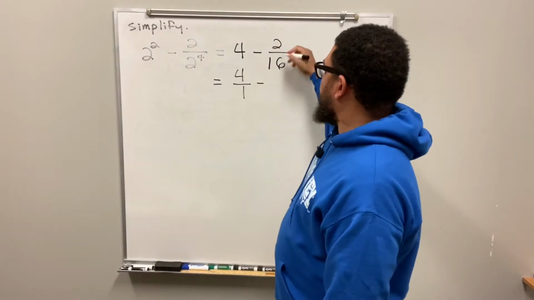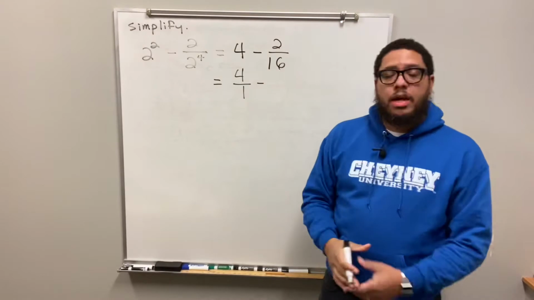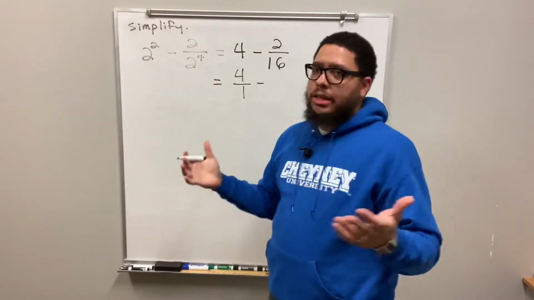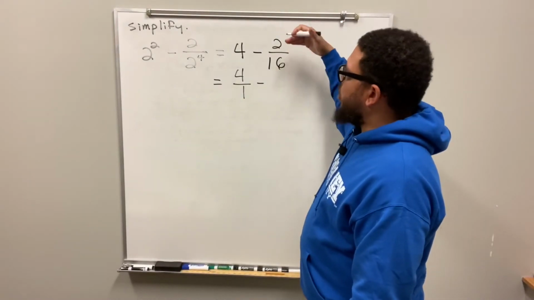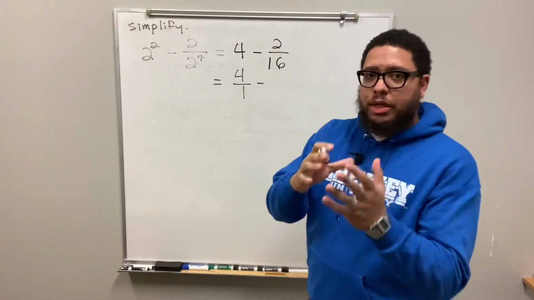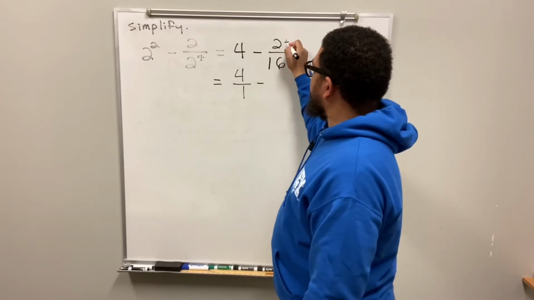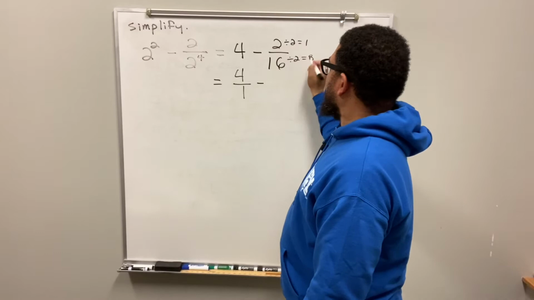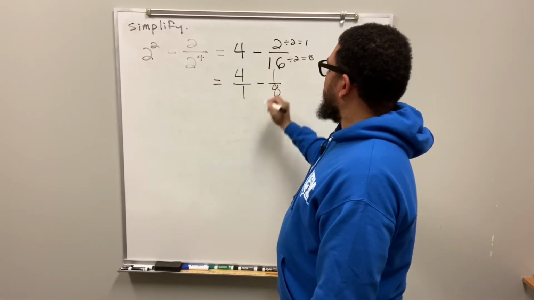And then I'm going to rewrite this. But wait, hold up. I'm not going to just rewrite 2 over 16. I can reduce 2 over 16. Whenever I see fractions that I can reduce, I like to just do that. So 2 over 16 has a common factor. Well, the numerator and the denominator have a common factor of 2. 2 is the biggest number that can divide into 2 and also into 16. So 2 divided by 2 equals 1. 16 divided by 2 equals 8. So this fraction can also be written as 1/8.